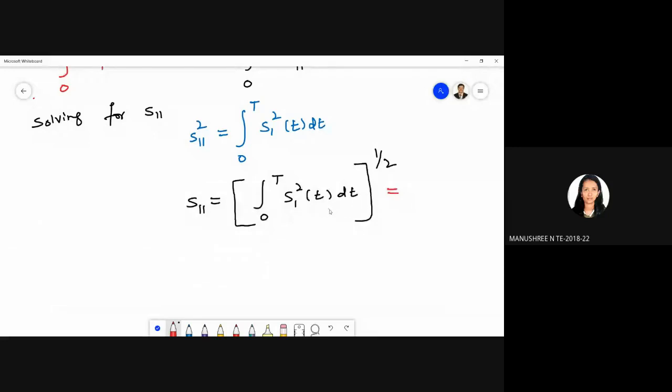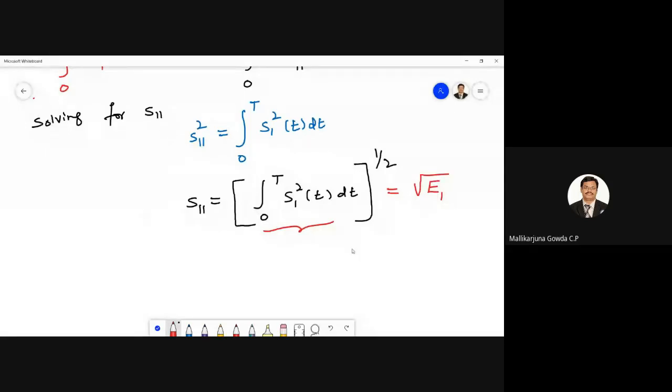S11 square, sir. No, that is fine, but you have to think in another way. How do I define the energy of a signal? If I want to find the energy of a signal S1 of t, what is the expression I can write? E1 is equal to integral 0 to T of S1 square of t dt. So this is nothing but the energy of the signal S1 of t. So S11 is equal to root of E1, where E1 is the energy of the signal S1 of t. Is that fine?